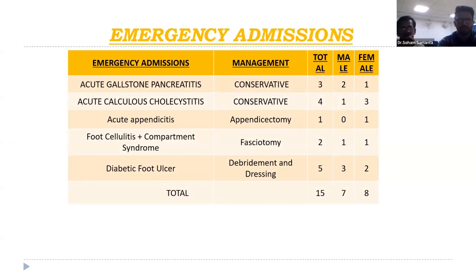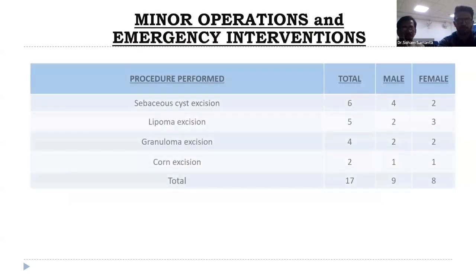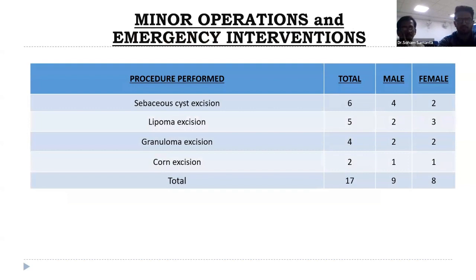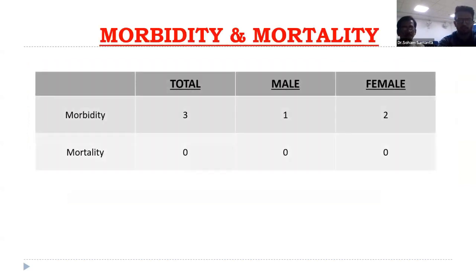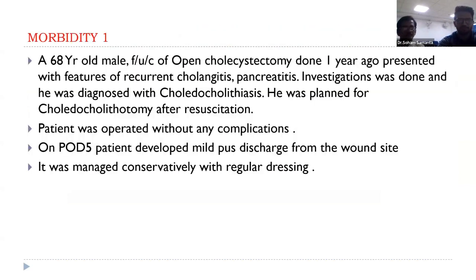1 case of acute appendicitis for which appendectomy was done. 2 cases of foot cellulitis with compartment syndrome for which fasciotomy was done. 5 cases of diabetic foot ulcer for which debridement and dressing was done. Total minor operations done was 17. We have 3 morbidities, 1 male and 2 female.